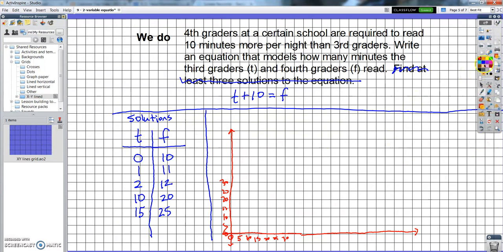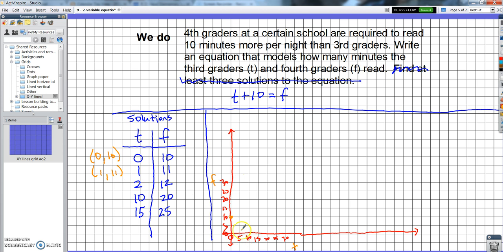So I'm going to put my ordered pairs on there, right? So my first ordered pair is 0, 10. That means if third graders read 0 minutes, fourth graders read 10. So I'm going to go 0 on the horizontal on my third grade one and up. So that's going to be right on this number line, 0 this way and up 10. Right? Mapping my ordered pairs here, 1, 11 I could put on there.